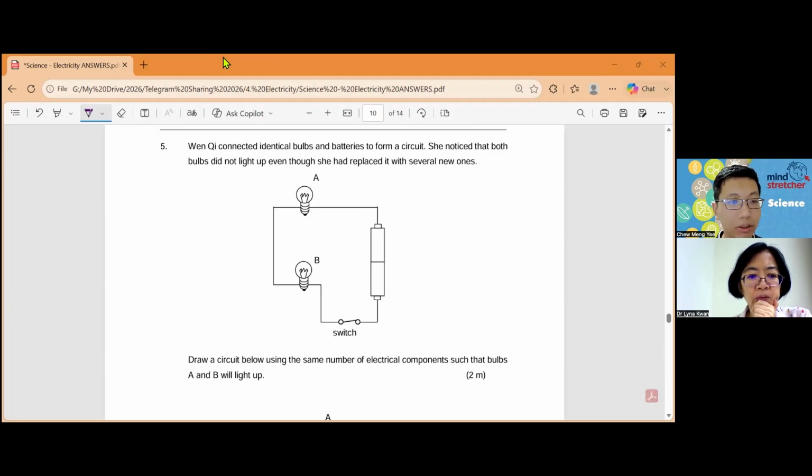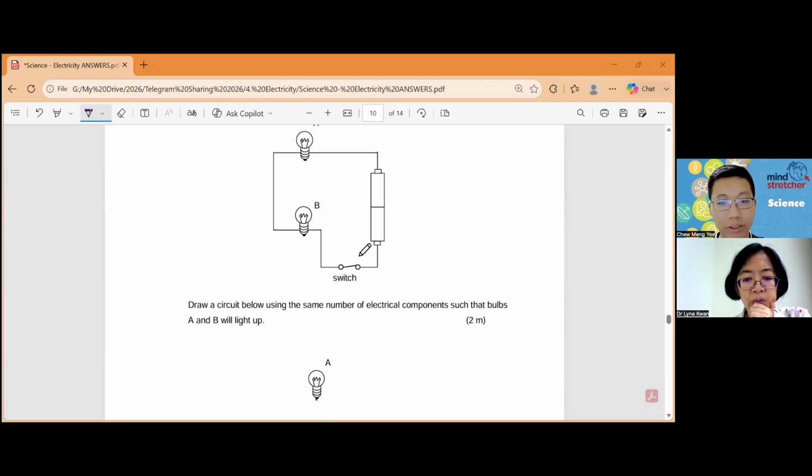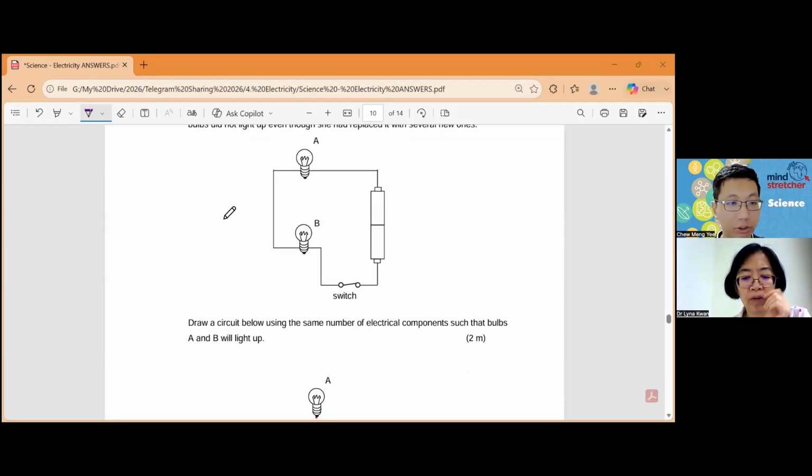Battery, batteries position, okay, bulb magnetic connection. How to show my answer? No, you just let me know. This one you cannot show, you just tell me what to change or what is wrong.